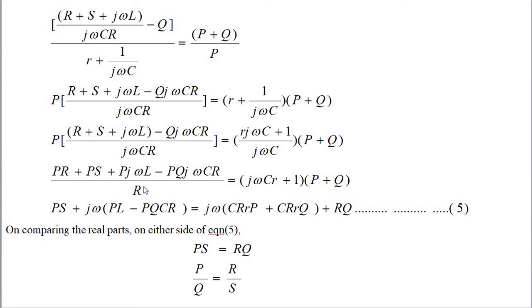Here also, when we multiply R with 1, the R into P term is there, R into Q term is there, that PR term is cancelled with this PR, so only the RQ term will be there. So this is the RQ term. Okay, these two terms are rearranged, you will get this.